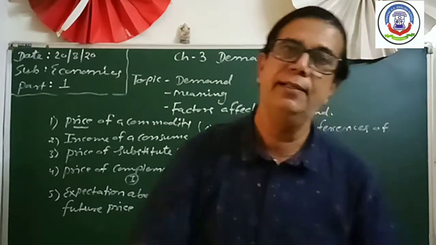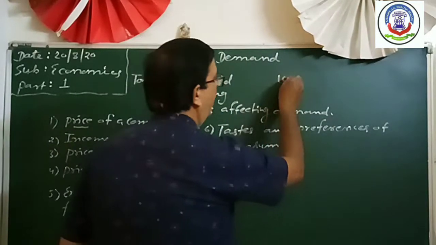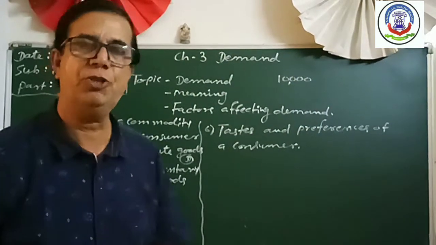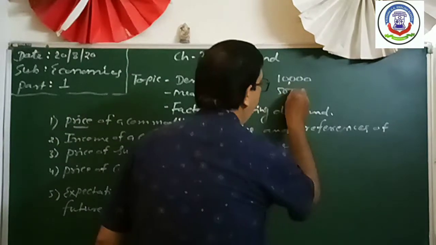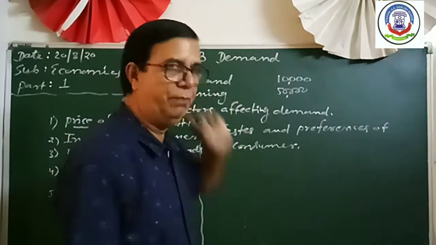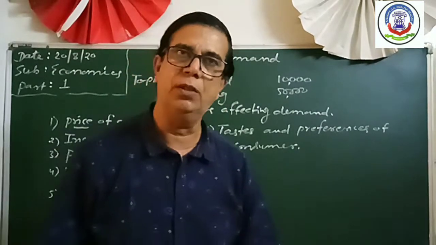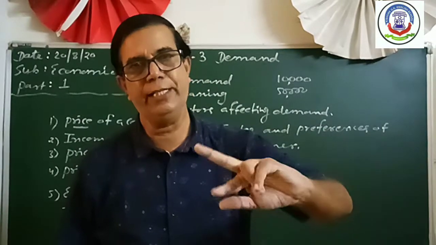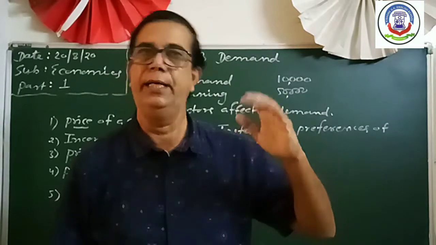Suppose your income is yearly 10,000. So your demand is also according to your income. But the other person whose income is 50,000, then his demand is more than this person. Income is more, demand is more. Income is less, demand is less. So there is direct relationship between income of a consumer and demand.